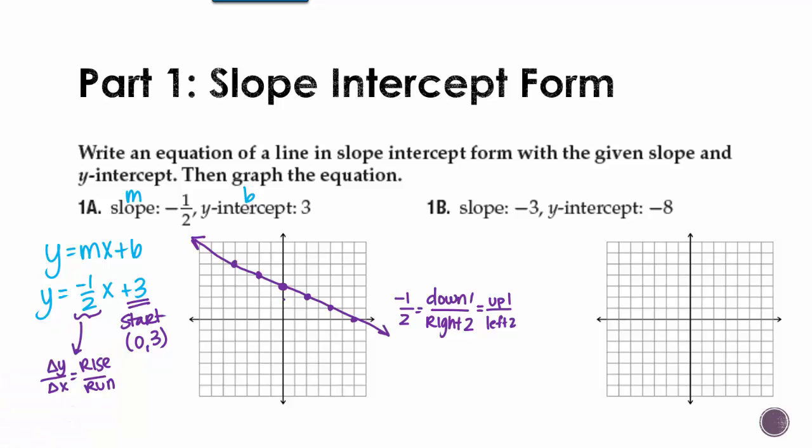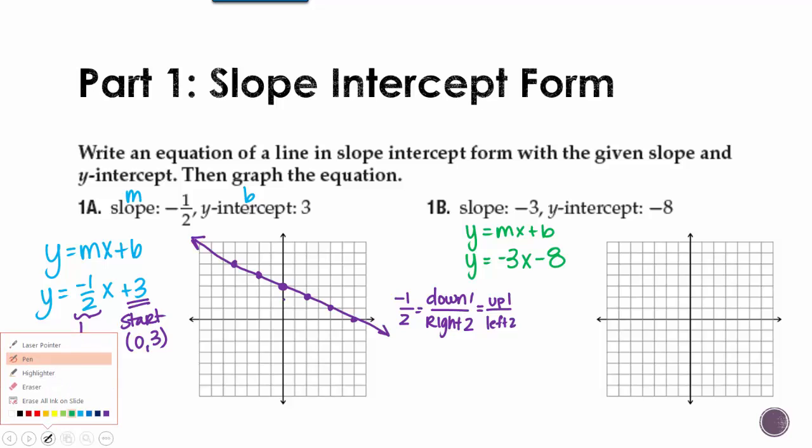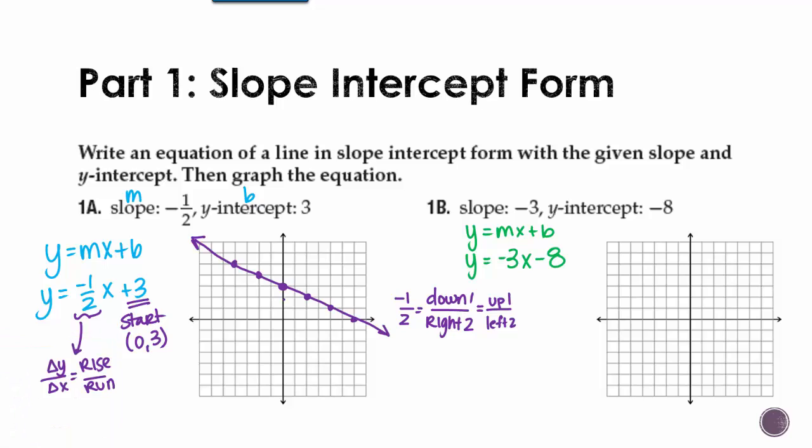So let's try this one. Slope of negative 3, y-intercept of negative 8. So remember, we start with y equals mx plus b. My m in this case is negative 3, and my y-intercept is negative 8. So when I go to graph this, remember that this is a point. (0, negative 8) is on my graph.